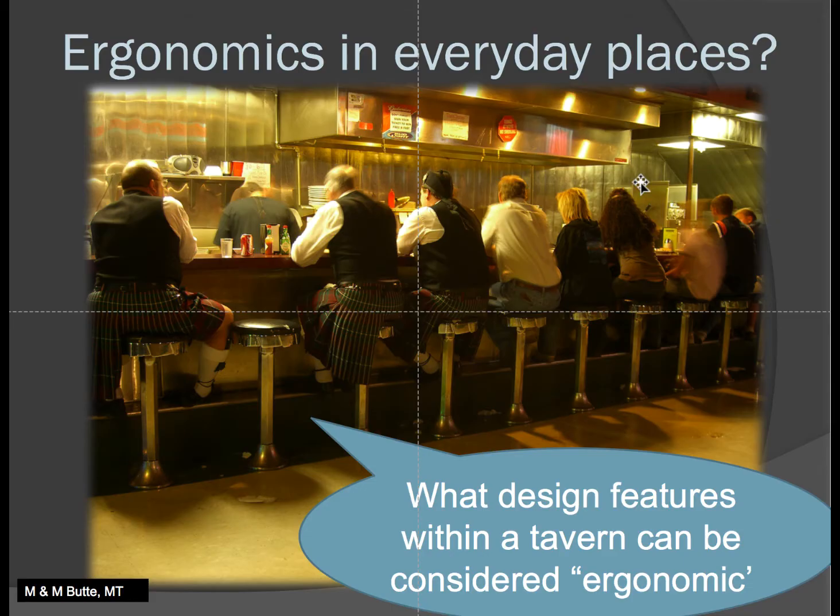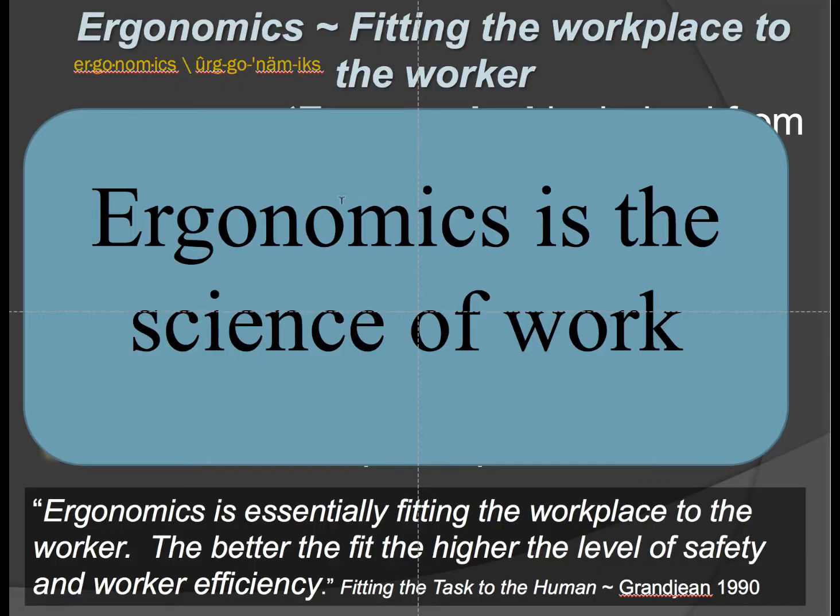So, ergonomics of everyday places. What design features within a tavern can be considered ergonomic? What would make somebody stay there longer, be more comfortable? Possibly a rounded edge, a soft edge on the edge of a bar, a footrest to prop your feet up when you're standing or sitting to reduce some of the pressure on your lower back would help you stand for longer pieces of time. Sometimes we believe that tavern owners were the first ergonomists.